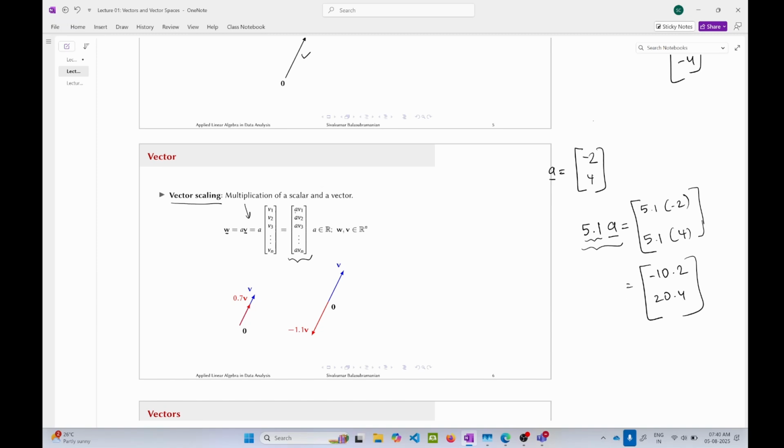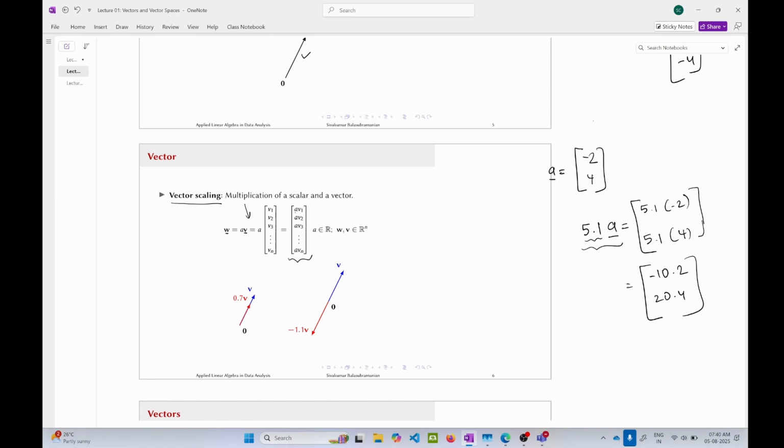This is the algebra. Geometrically, what this simply means is, for example, let's say you have a vector V, this black colored vector. When you say you're doing vector scaling, all you're doing is you're not changing the direction of the vector, you're simply taking the vector and you're either stretching it, compressing it, or you can also reverse it.